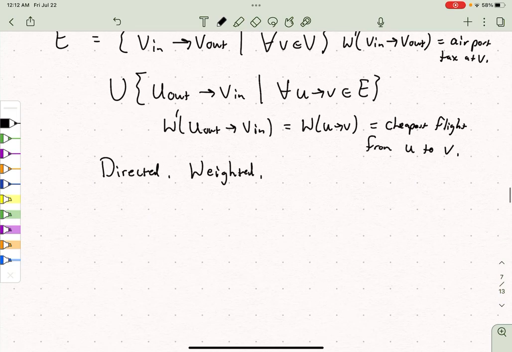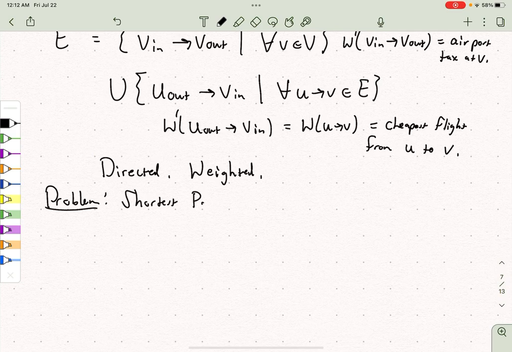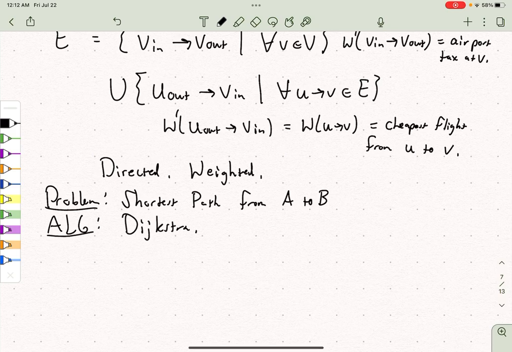And now again, the problem is just shortest path. And the algorithm, again, will just be Dijkstra. And specifically, after we run Dijkstra, this will create a D function for every node starting from A. So we want to return D of B. That's our return.